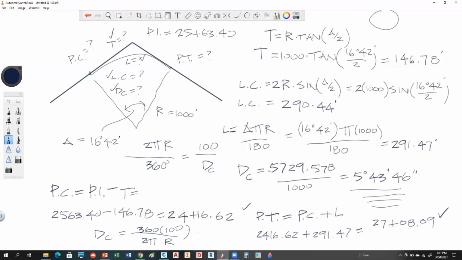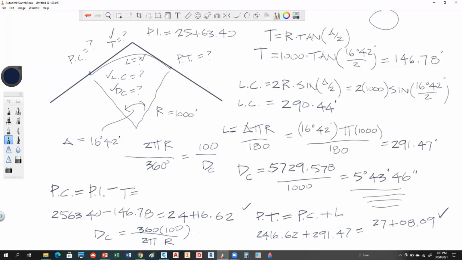The degree of curve. 57.29578 isn't actually the degree of curve. That's the constant, the proportionality constant between the two. And then that is always divided by the radius when we're trying to get the degree of curve for us.